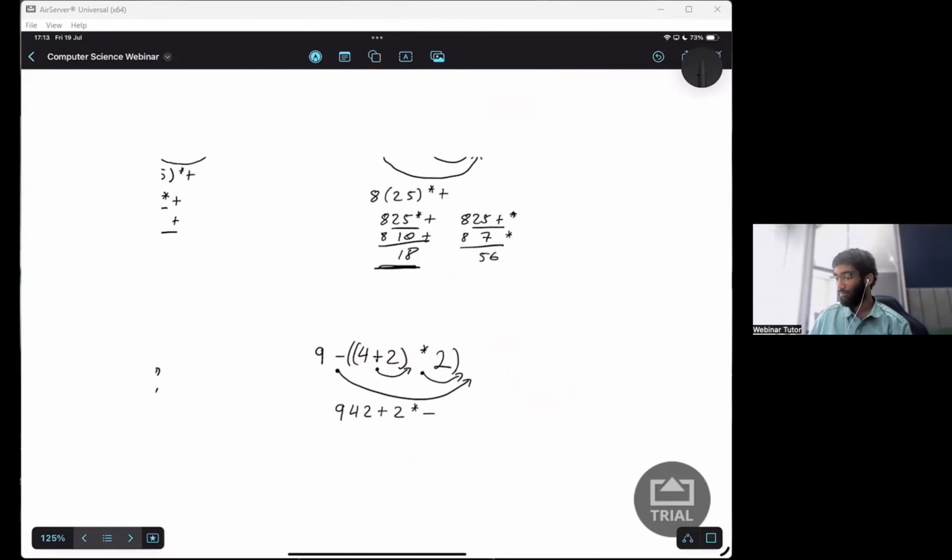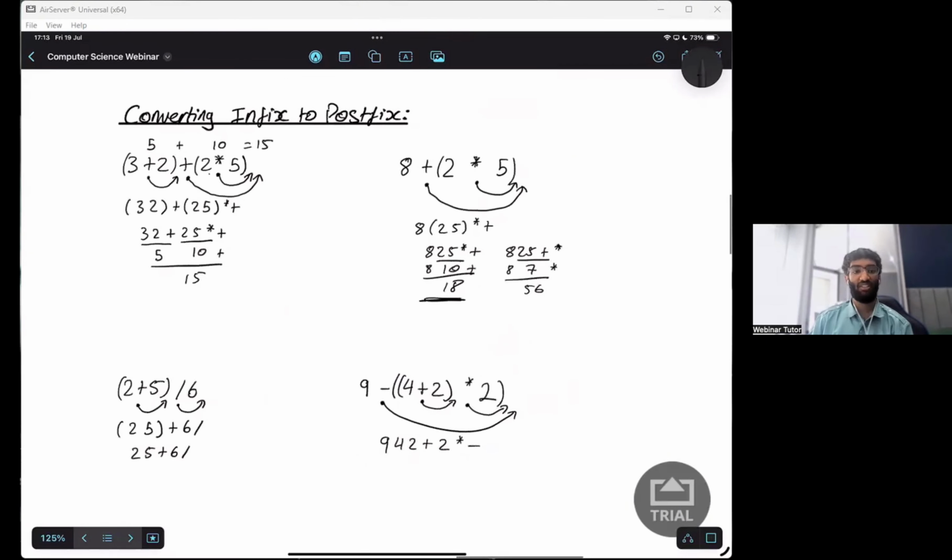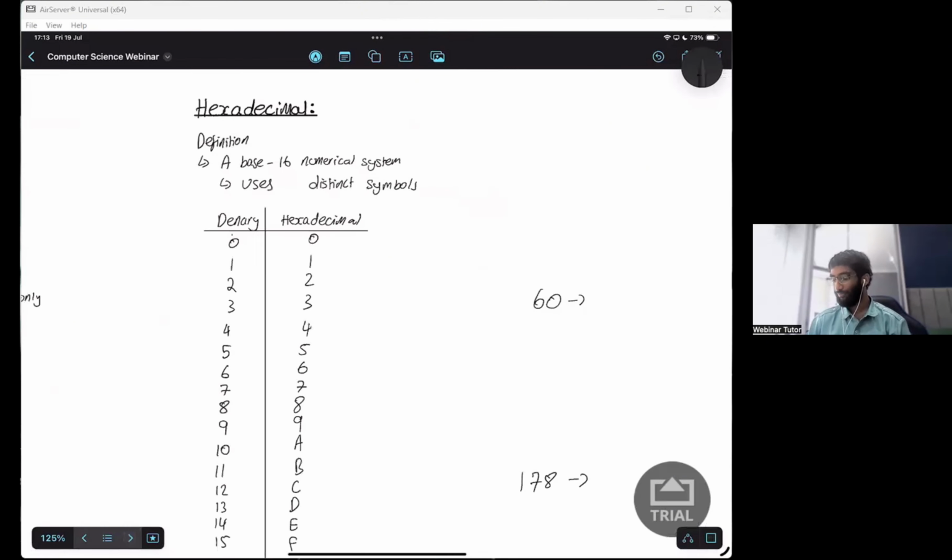And that's it for converting infix to postfix. It's as easy as that. If you want to look at how to convert postfix back to infix, we'll be covering that in detail in the Bridge the Gap course. So please do be sure to join in on that.